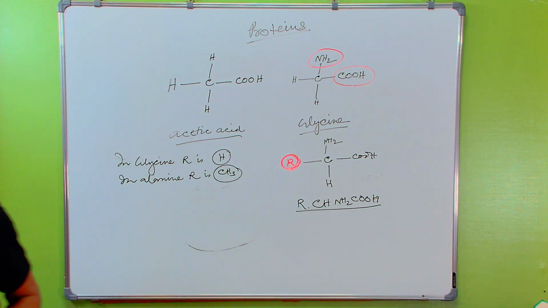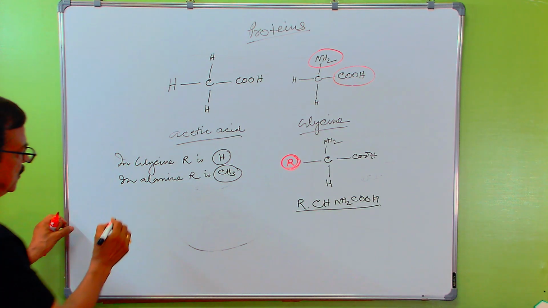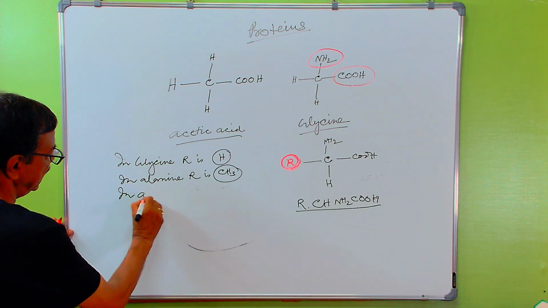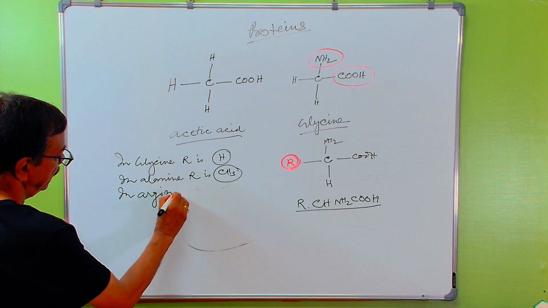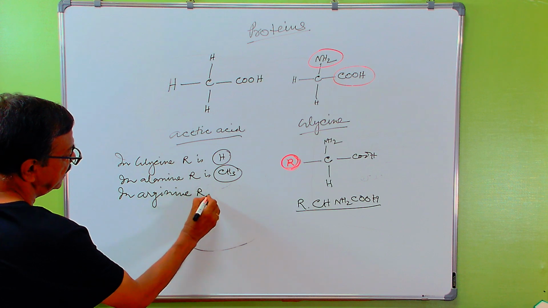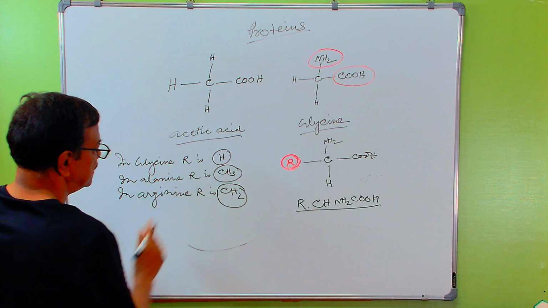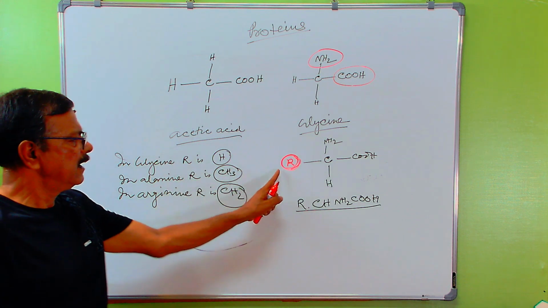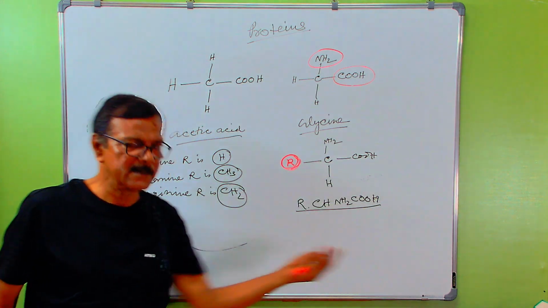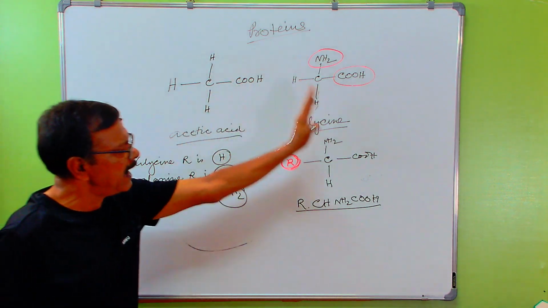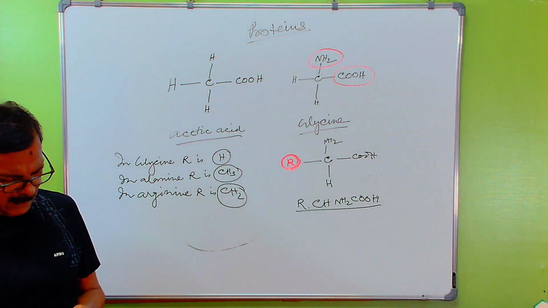Clear? And in arginine, R is CH2. In arginine, this R is CH2. So it varies. This R varies and the amino acid varies. So this is amino acids.